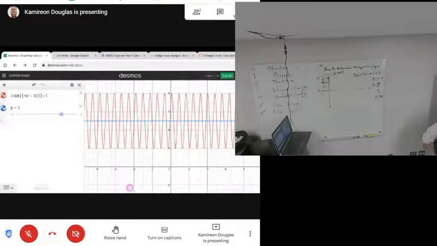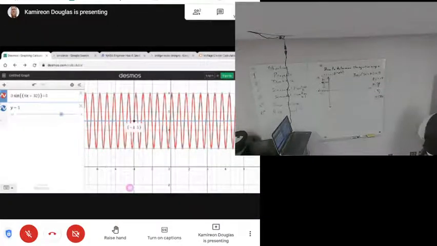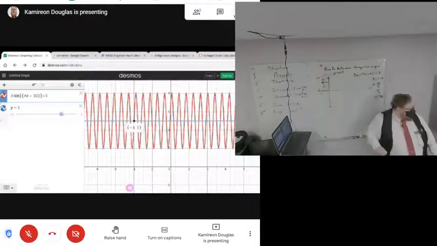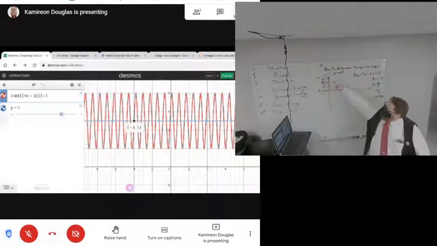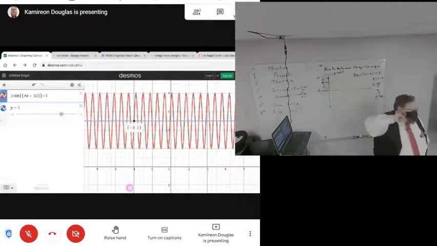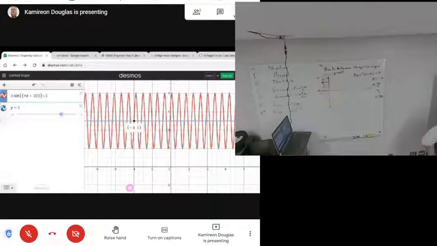Down here at negative 4 should be the point negative 4, 5. That's in the right spot. One cycle later should be the point negative 3.215, 5. So one cycle is right there.